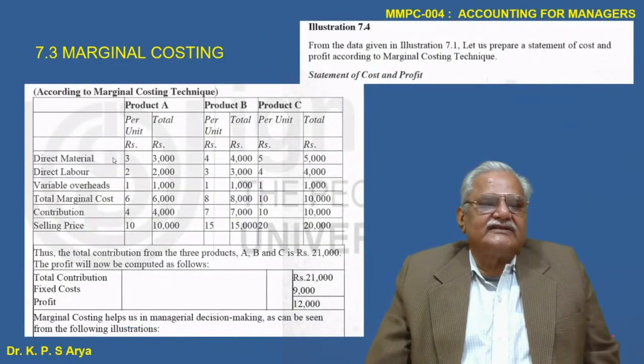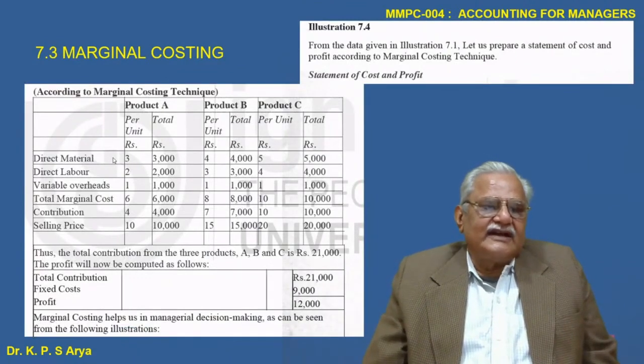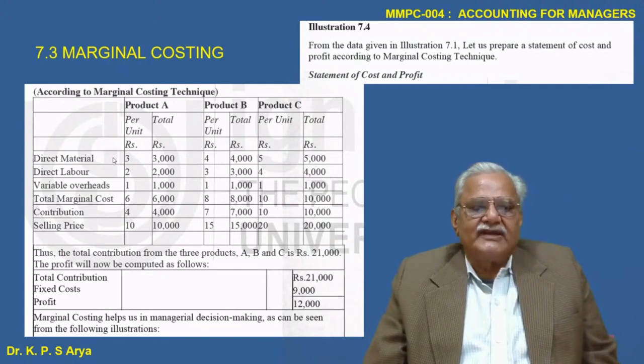So this is an example of marginal costing: product A, product B and C. Direct material, product A rupees 3,000, direct labor 2,000, variable overhead 1,000. So total marginal cost for 1,000 units is 6,000 rupees. Then selling price of 10 per unit gives 10,000. So after deducting this marginal cost, the contribution is 4,000.